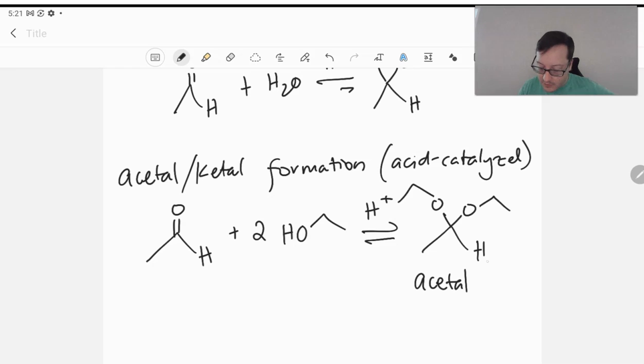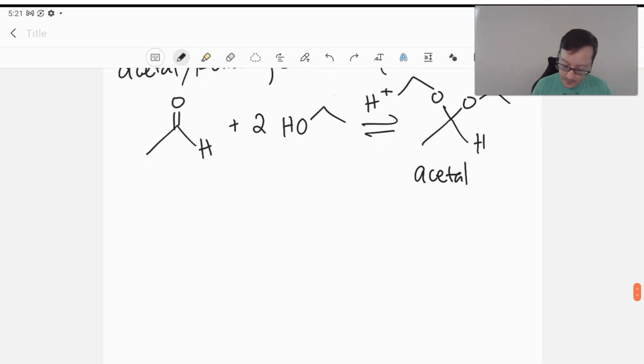If that hydrogen is not there, it's a ketal. So the name is very similar. And the mechanism for acetal versus ketal is exactly identical, so we're not going to show it. So overall, what's happening here is we're going to turn this aldehyde into an acetal. Let's take a look at the mechanism.